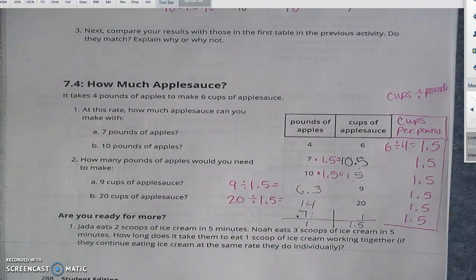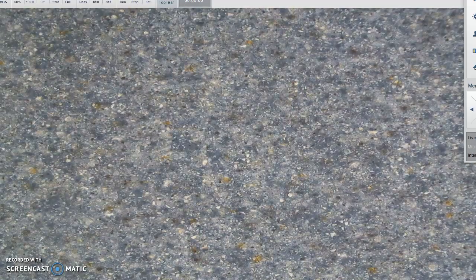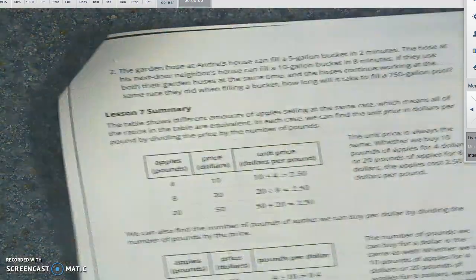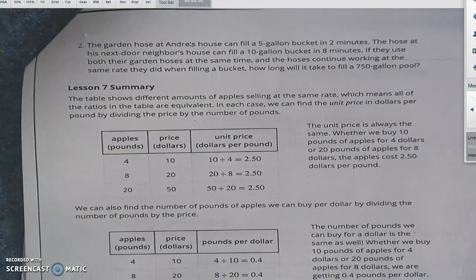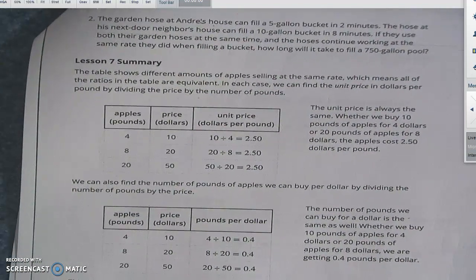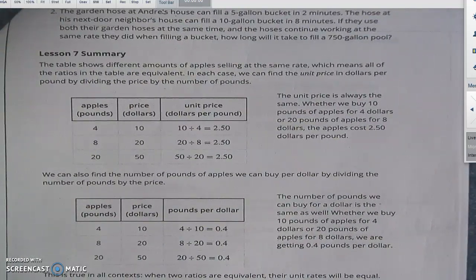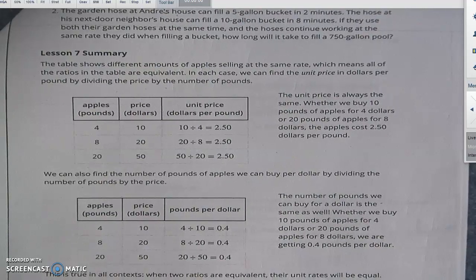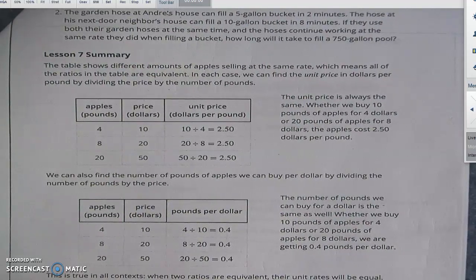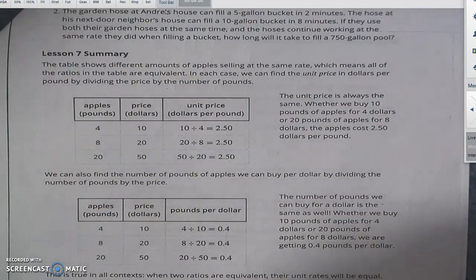Okay, last thing we're going to look at is the summary. So here's where you're going to need a highlighter, and here's where hopefully they will explain it in a way that makes it all just come together nice and neatly. Fingers crossed. Okay. The table shows different amounts of apples selling at the same rate, which means all of the ratios in the table are equivalent. We're going to highlight that.